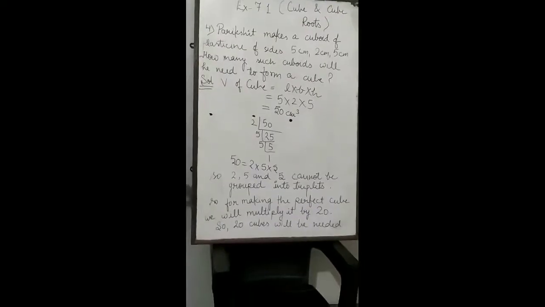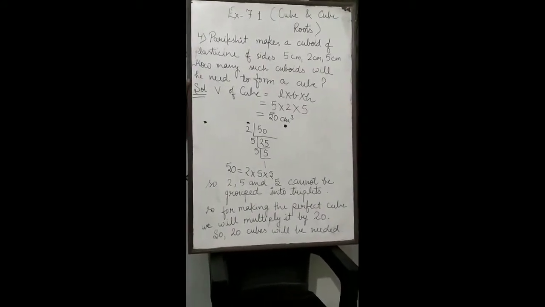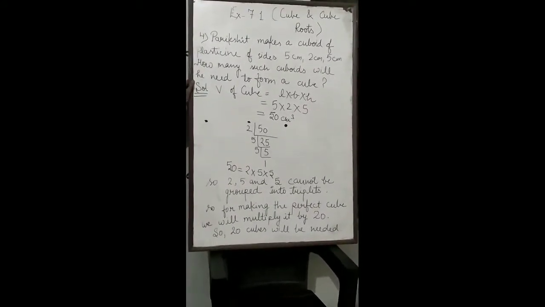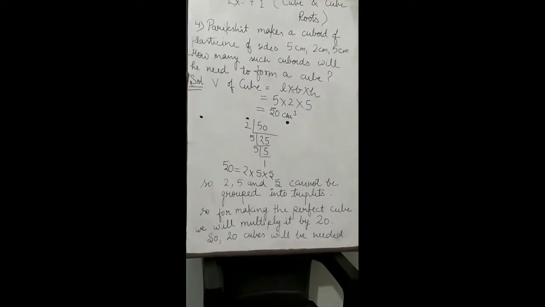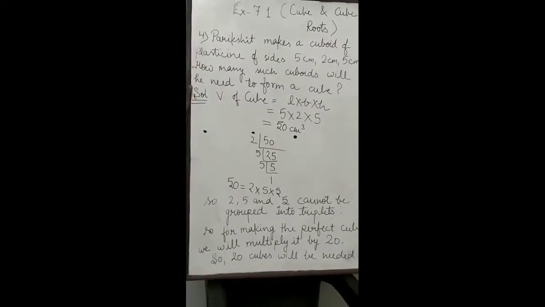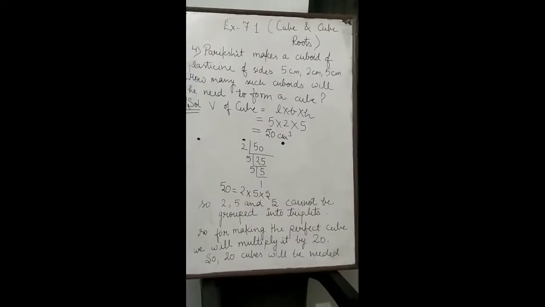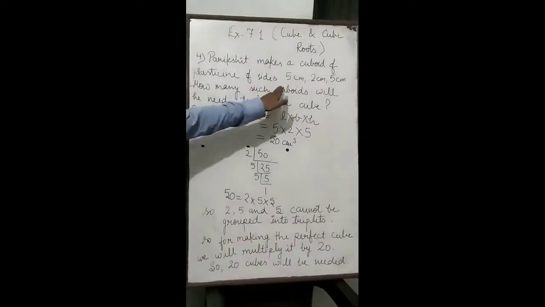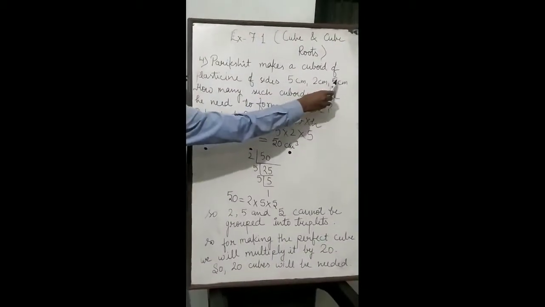Thank you. Now all the students, let's see question number 4. This question is like question number 2. In that question you have to multiply, and again we have to multiply here. Let's see how. In this question, it says Parikshit makes a cuboid of plasticine. The sides of the cuboid are given: 5 cm, 2 cm and 5 cm. That means this is the length, this is the breadth and this is the height.